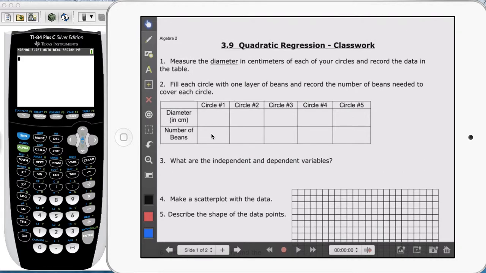Okay, now for me, remember I use different type of beans, so my data is going to be a little bit skewed or different from yours. So for me, for the first circle, I filled it with 5 beans. Circle 2, I filled it with 19, 50, 84, and 189.